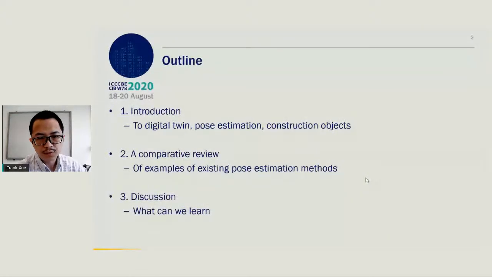Okay, so three parts. First, I would like to differentiate the scope of the concept of digital twin, of pose estimation, and three kind of construction objects. Then we will have a review and we'll discuss what we can learn from existing studies.